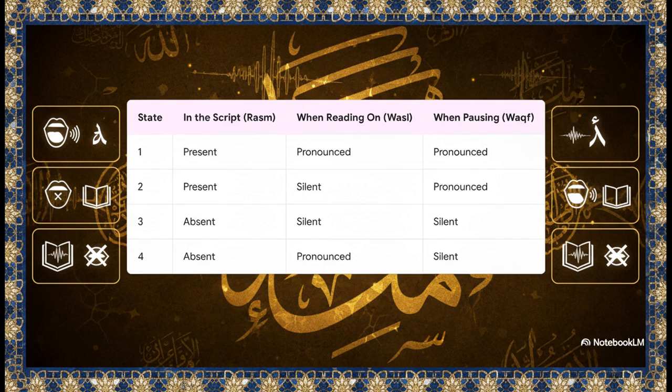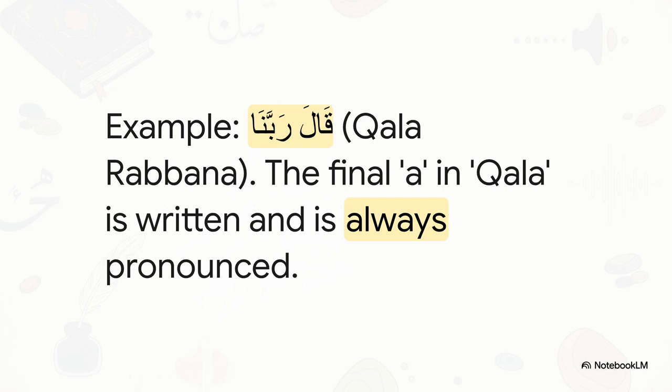Let's see it in action. All right, let's start with the easy one, state 1. Take the phrase qala rabbana. The ah sound at the end of qala is written right there in the script. When you connect the words, you say qala rabbana. And if you were to just stop on that first word, you'd simply say qala. The letter's there and you hear it no matter what.